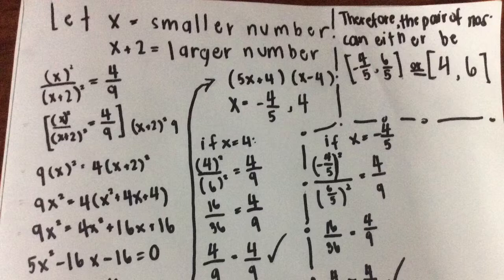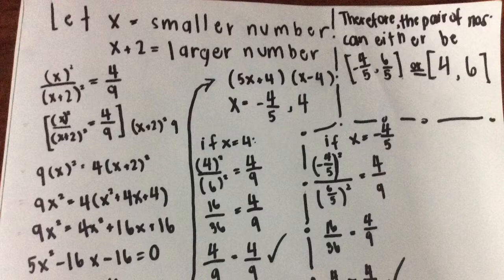Now, we multiply both sides of the equation by (x plus 2) squared and 9 to remove the denominators. Now we get 9 times x squared equals 4 times (x plus 2) squared. Once we simplify this, we get 9x squared equals 4 times (x squared plus 4x plus 4). We get this trinomial using the FOIL method. Now we distribute the 4 to the trinomial, giving us 4x squared plus 16x plus 16.